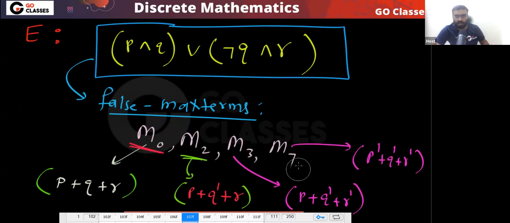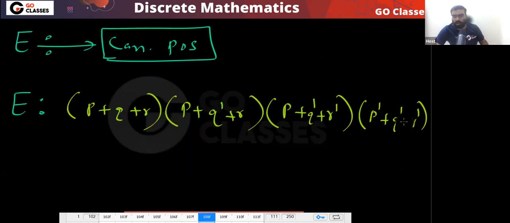Sorry, this is 4, right? Sorry for that. This will be 4. So it will be like a max term. This is 4, so that is 100. So that is P bar or Q or R. So this is your answer.